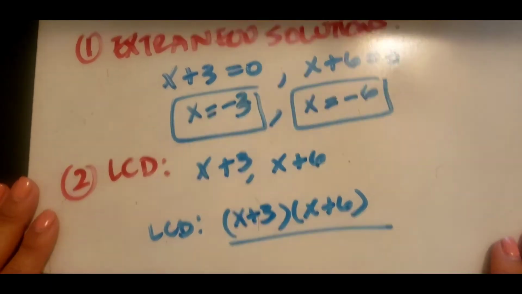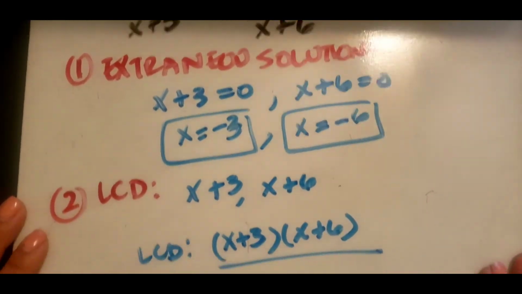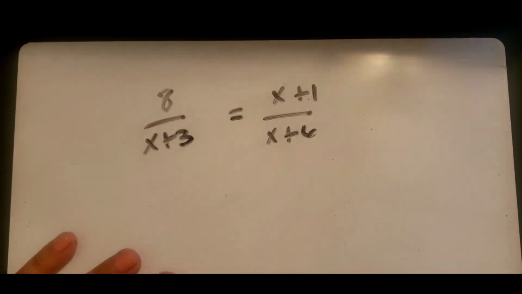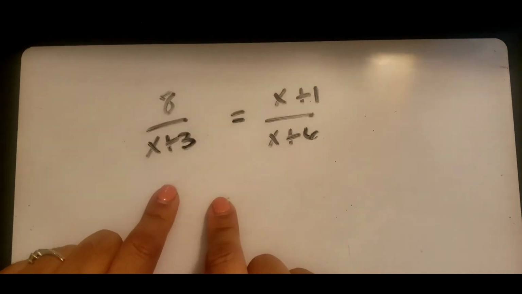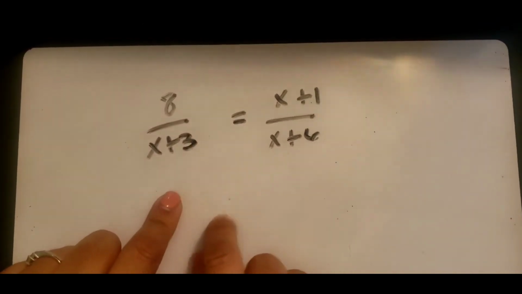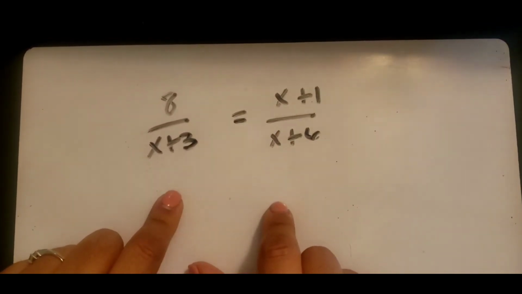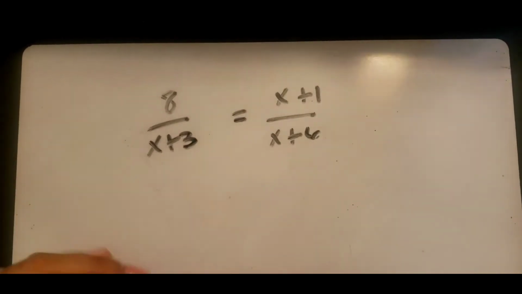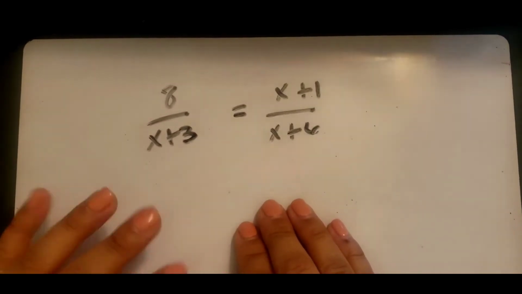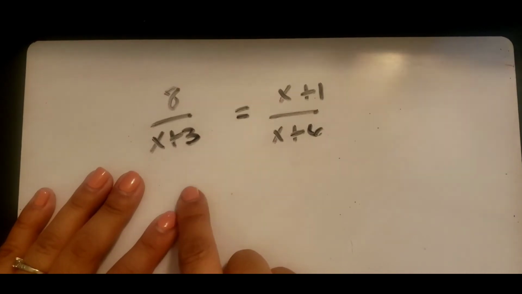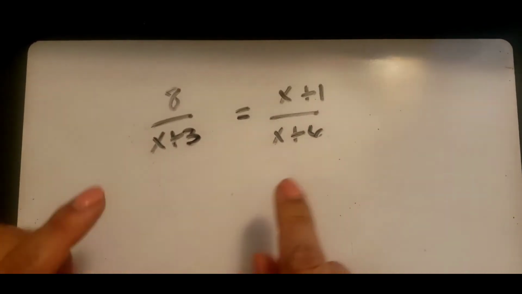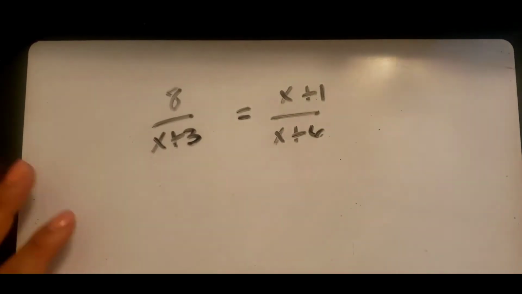So let me grab my second whiteboard. Again, you can always pause the video and copy this down. Okay, so here's our problem: 8 over x plus 3 equals x plus 1 over x plus 6. If you recall, this is very similar to the very first one I gave you, where they were equal to each other, and I basically rewrote them as a subtraction.